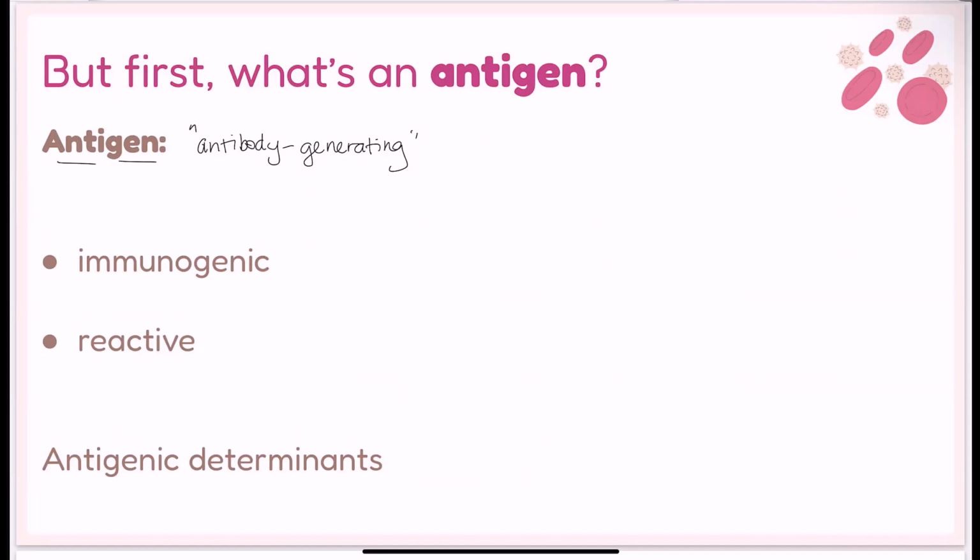Antigens can be immunogenic. To be immunogenic means that when that antigen is around, they'll stimulate lymphocytes to proliferate, to make more. Another word for proliferate is divide.